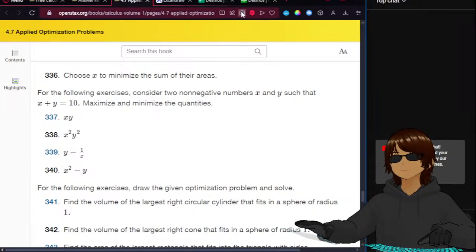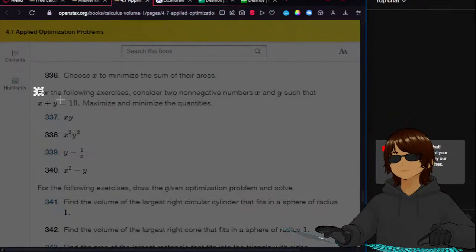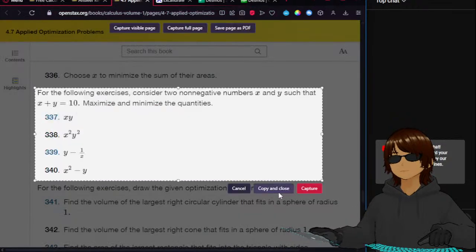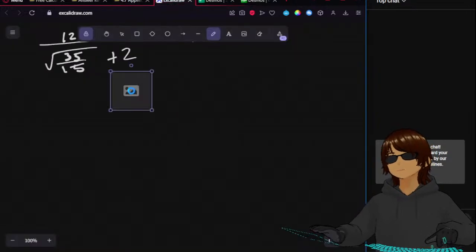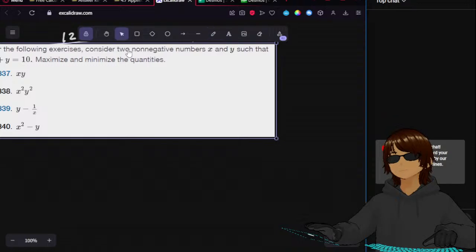Okay, let's do this. My plan was to finish like 3 chapters. I can barely get past the exercise.